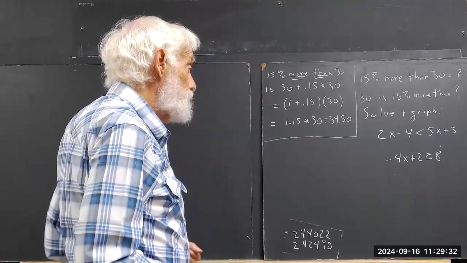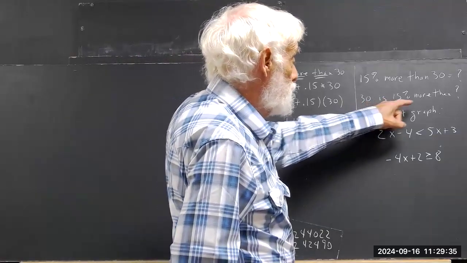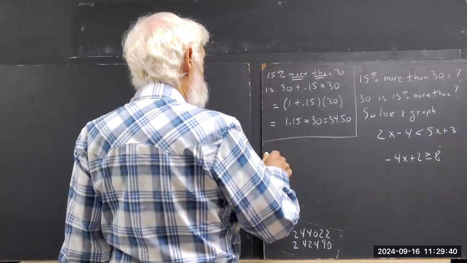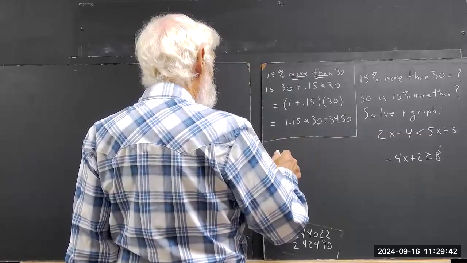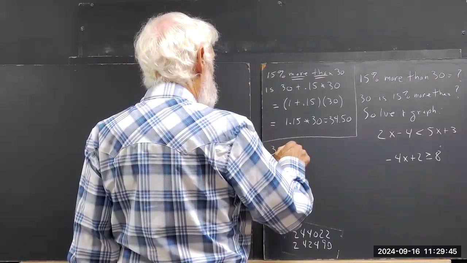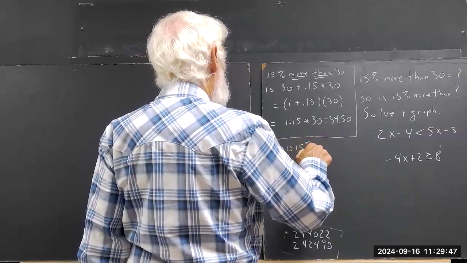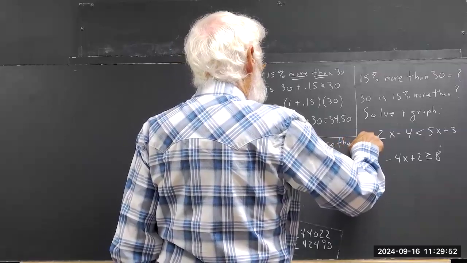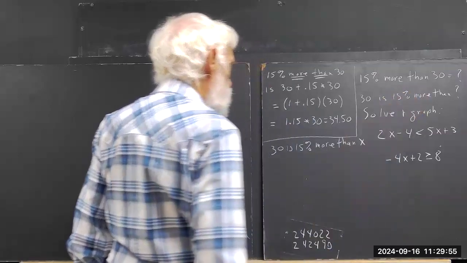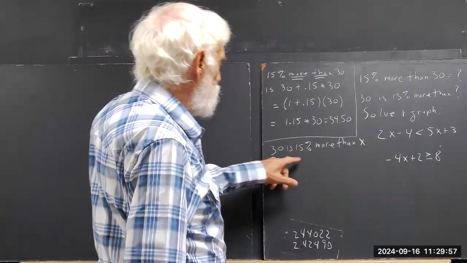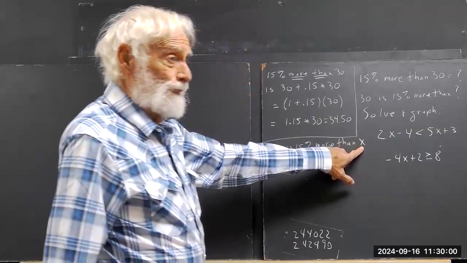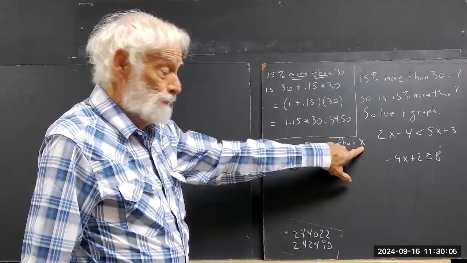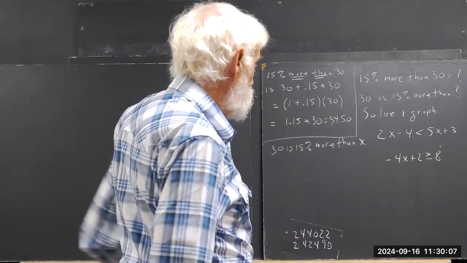Well, now 30 is 15% more than what? Well, this says basically, we don't know what it is. Write that as 30 is 15% more than something we don't know. And we traditionally use X for something we don't know. So it says 30 is 15% more than X.